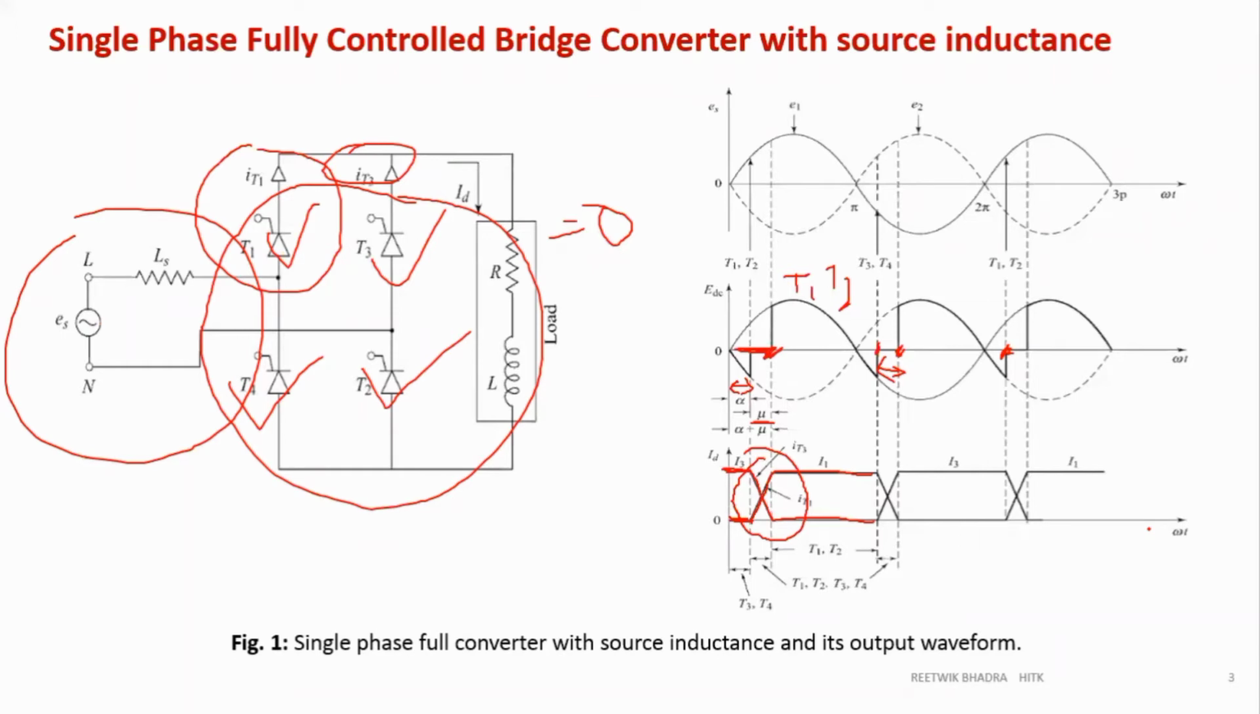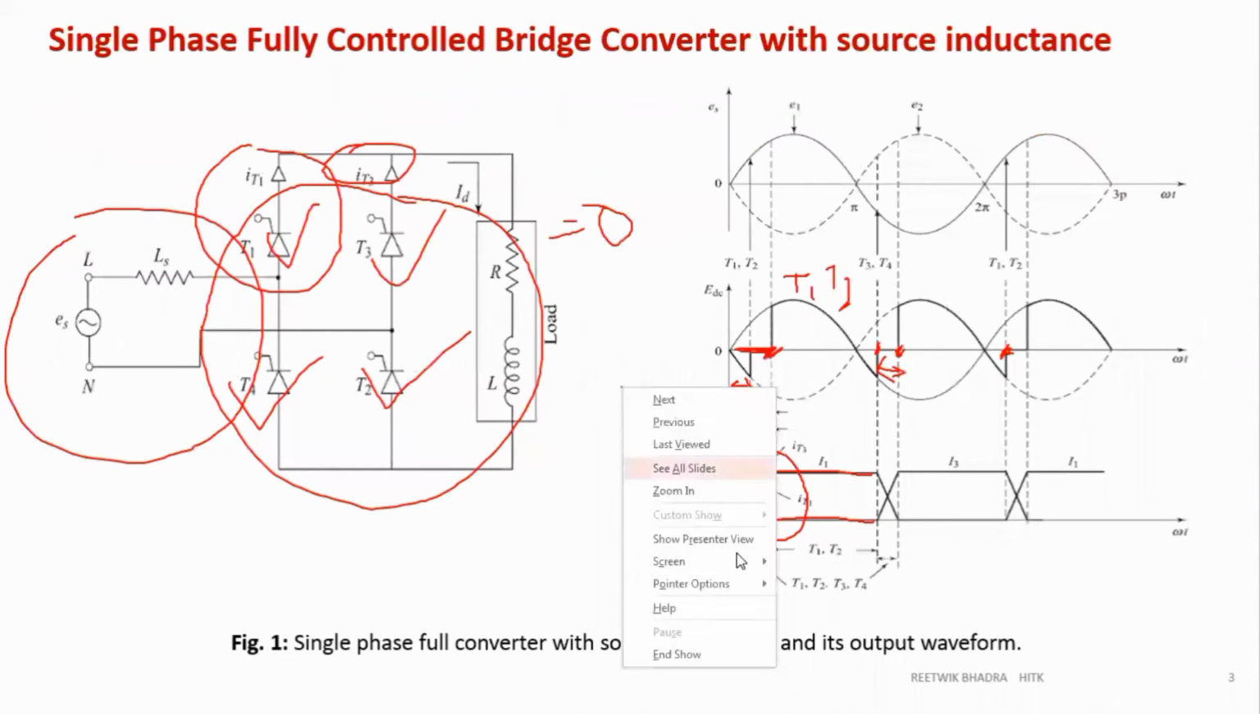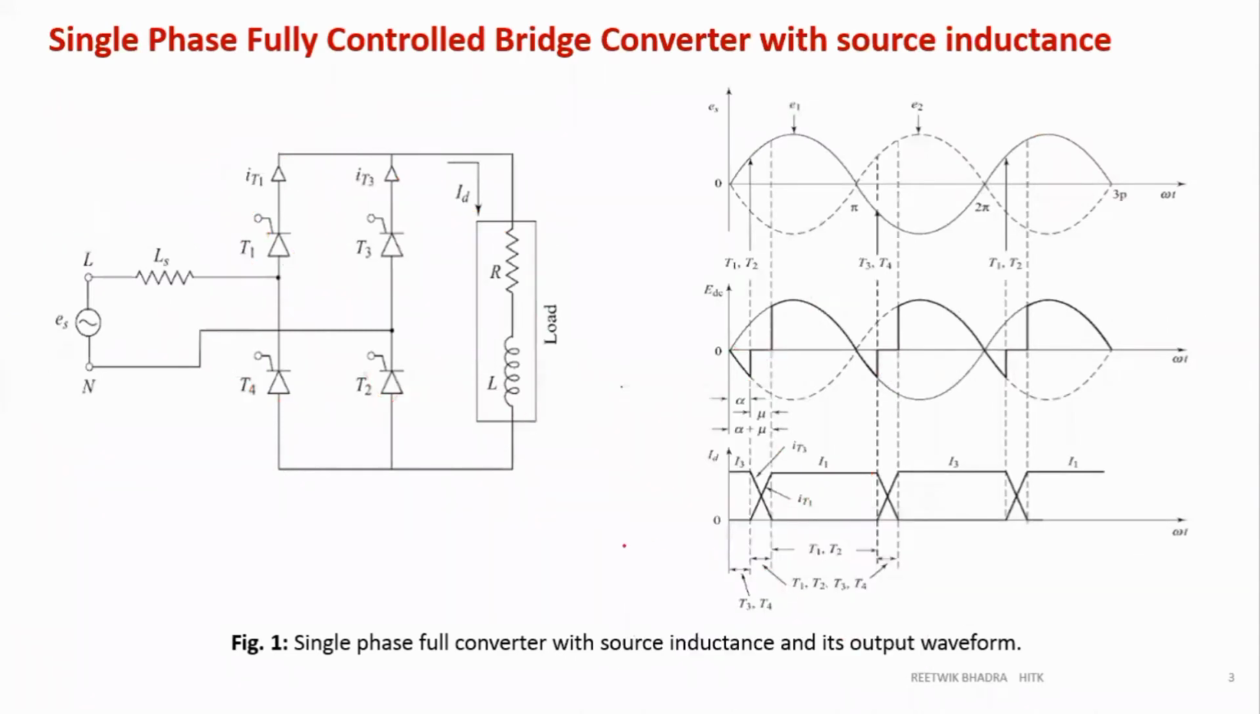Now, what is the main thing over here? We need to calculate how much our mean output voltage, that is our average voltage, is reduced. We know that if I take an RL load, you can refer to the previous lectures where we studied the RL load, full converter. This is full converter only, full control bridge converter, not semi converter. A full control converter requires 4 thyristors, so 4 thyristors are over here.